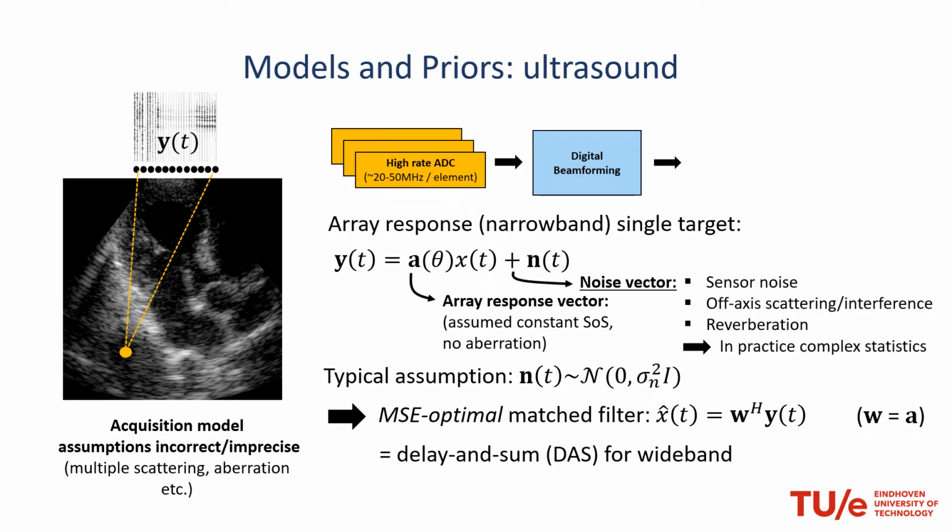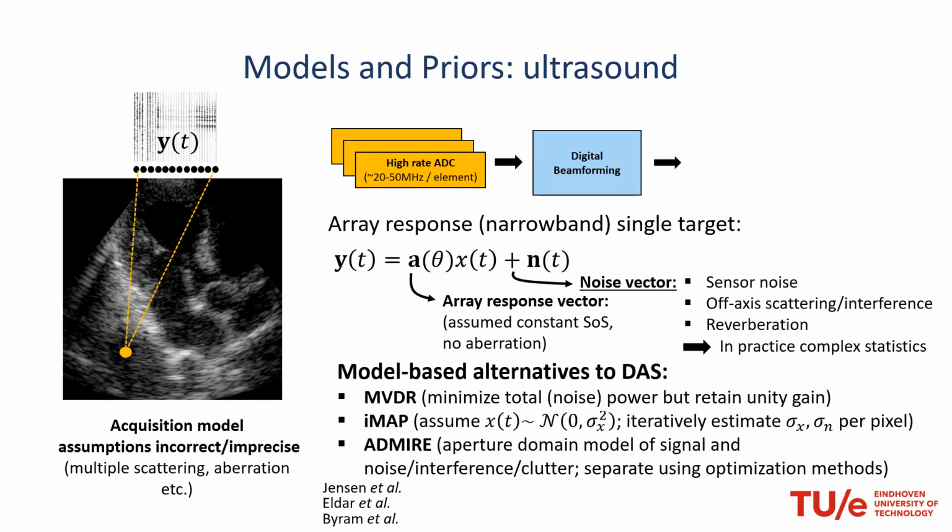But in practice, the speed of sound is not constant. There is aberration, and this noise factor doesn't just consist of spatially white noise. There's sensor noise, which can even be coupled. There's off-axis scattering and interference. There's multiplicative noise. There's reverberation. So in practice, the statistics of the noise are highly complex. All of this makes this simple MSE optimal matched filter, delay and sum, not optimal in the practical scenario.